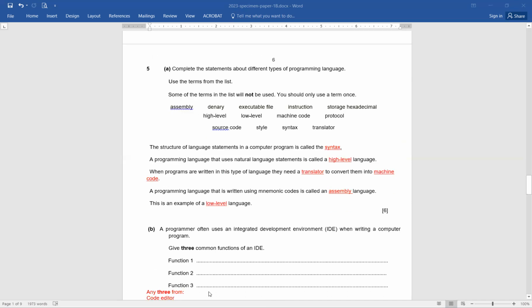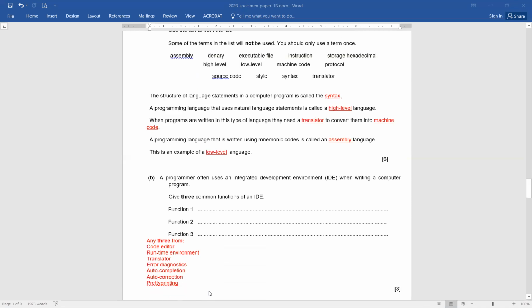Part B. A programmer often uses an integrated development environment, or IDE, when writing a computer program. Give 3 common features of an IDE. A very simple question. You have learned them. You are aware of these functions. So here, all the functions that are available are jotted down, so you can select any 3 from them. Just write them down, and you are able to score 3 out of 3. Code editor, runtime environment, translator, error diagnostics, auto-completion, auto-correction, pretty printing.